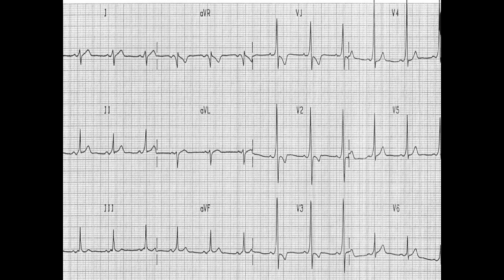This is what we're going to call, and we'll get into this later in the semester, concordance. All the complexes in our precordial leads are all going in the same direction for the most part. They're all, for the most part, upright. It's positive concordance that only happens in a few conditions. This happens to be WPW, Wolff-Parkinson-White syndrome. Again, we'll get to that later this semester, but if you're looking at R wave progression in this EKG, we can't determine R wave progression because there is no progression. Starts positive, ends positive. There's no progression in there.